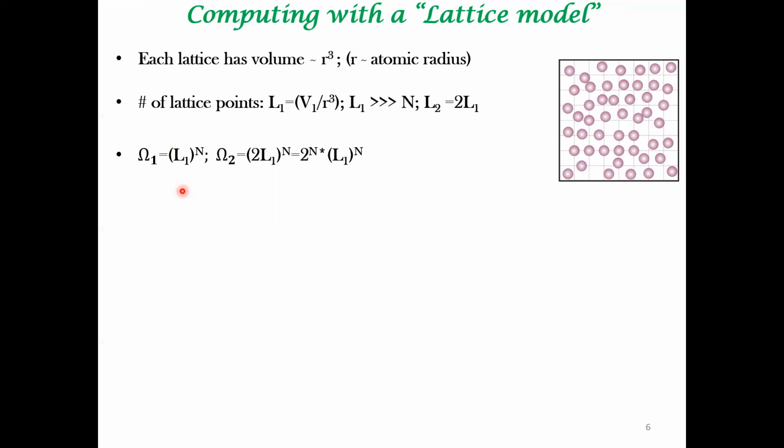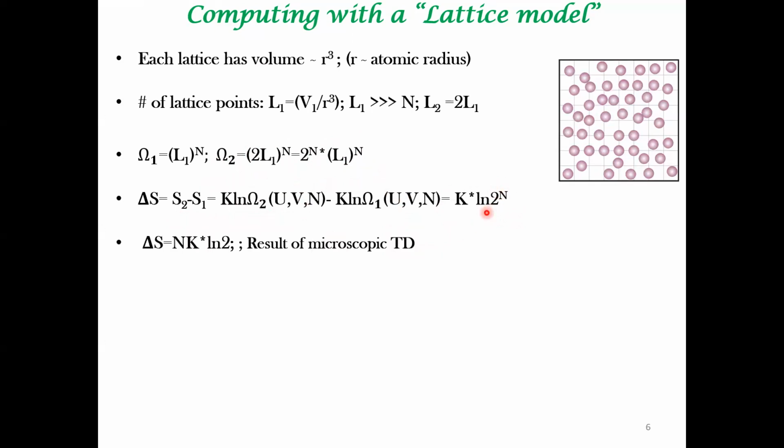Likewise, the number of ways of distributing N atoms in state 2 is this number. I can just rewrite it as 2 to the power of N times this quantity. Now I use the Boltzmann equation and compute the change in entropy. The change in entropy, S2 minus S1, is k times the log of the ratio. I'm just putting these into the Boltzmann equation. What do I get? I get this formula, which is the same result that I got from macroscopic thermodynamics.